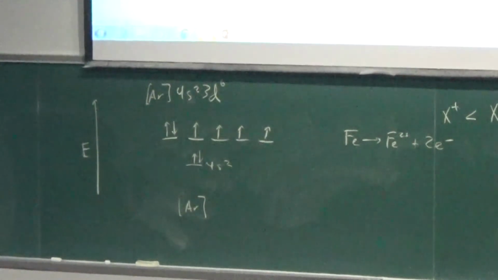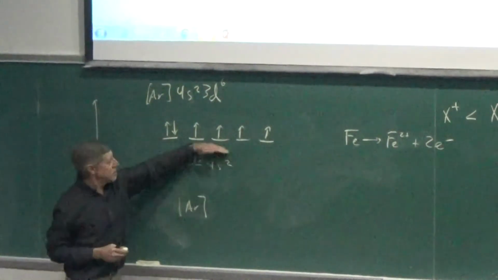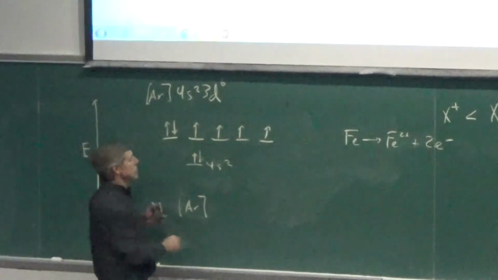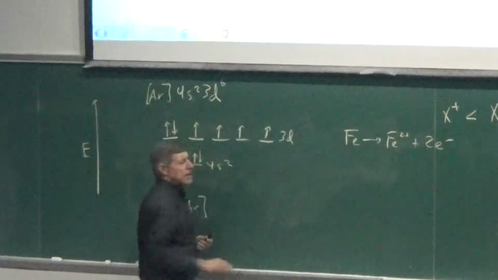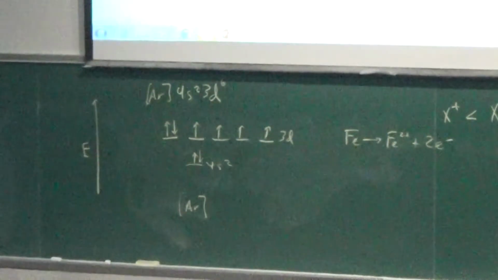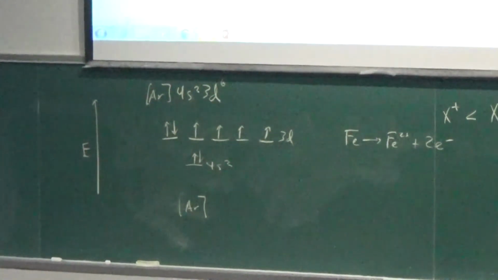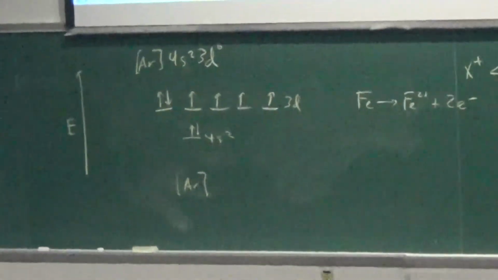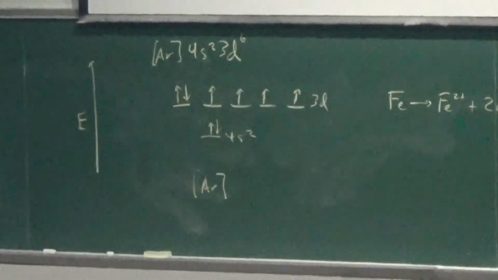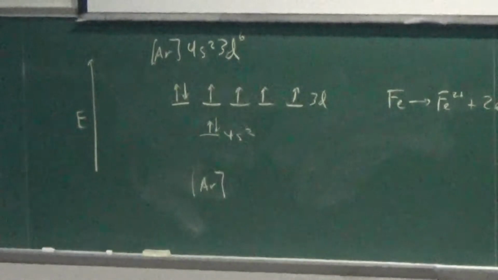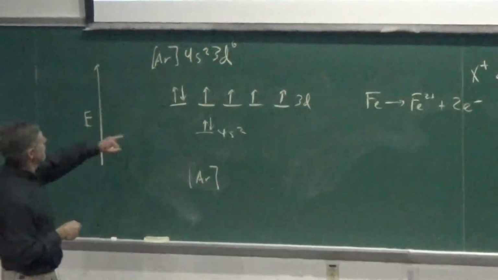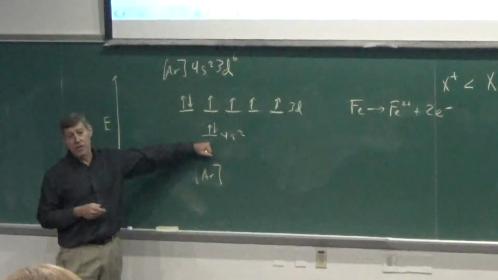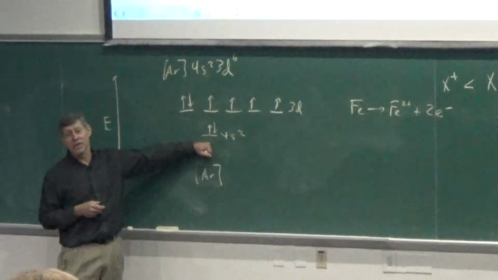Well, if we follow the rules, we should take the electrons from the highest energy orbital, right? So if we're going to take 2 electrons, we should take 2 from these d orbitals. If you look at that and do that experimentally, you find that's not where they come from. Those electrons, when you take 2 away from iron, do not come from the d orbitals. They come from s orbitals, particularly the 4s.